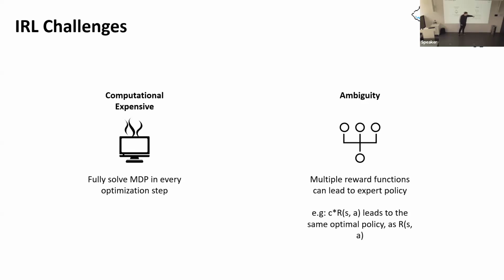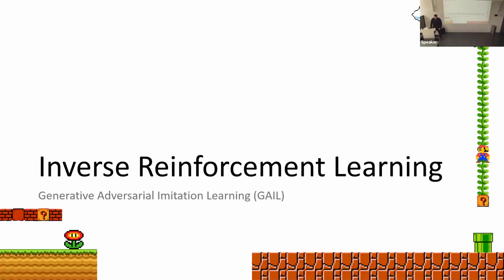For example, if we take a random reward function R(s,a) and just multiply it by c, then we get infinitely many reward functions that would all lead to the same optimal policy. Let me introduce you to an algorithm that solves both of these problems, called generative adversarial imitation learning. I will not go into the code again, but give you a more abstract view of the algorithm.